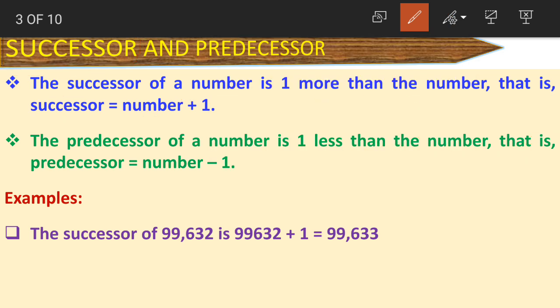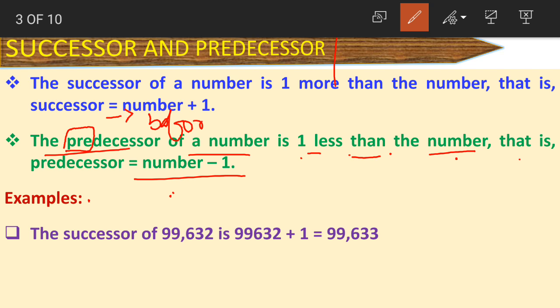Next comes the predecessor. Predecessor of a number is 1 less than the number. That is, predecessor is equal to number minus 1. Again, pre means what, children? Pre means before. So, a predecessor always comes before a given number.